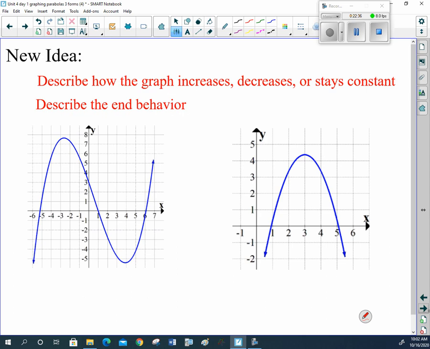Okay, we're going to add some more ideas with graphing. So we're going to add the idea of increasing, decreasing, constant, and end behavior. So I'll start with the easier one. End behavior is describing what would happen at the very end of the graph. So that means you would be looking at these arrows, and you would be describing what happens with those arrows.